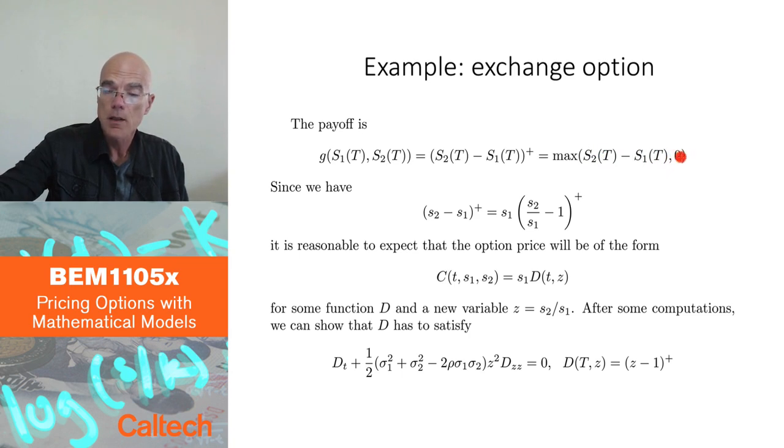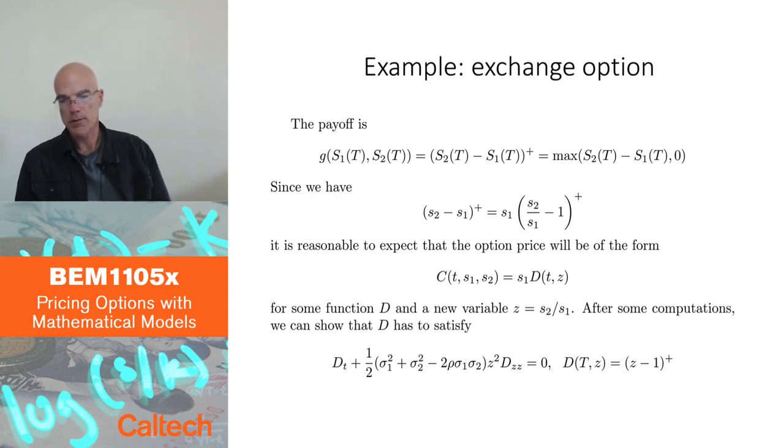Okay? You exchange S1 for S2 if S1 is cheaper than S2 at maturity. Otherwise, you don't exchange. You keep S1. Okay, it's just paying for your other asset with your original asset. We did it with cash before, but now we are doing it with some other asset.